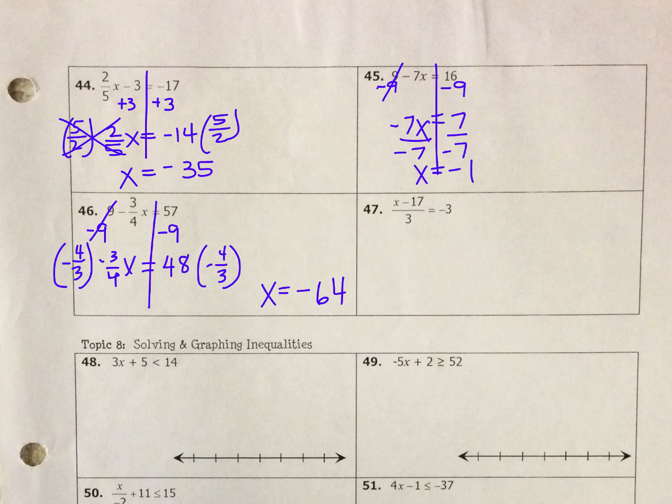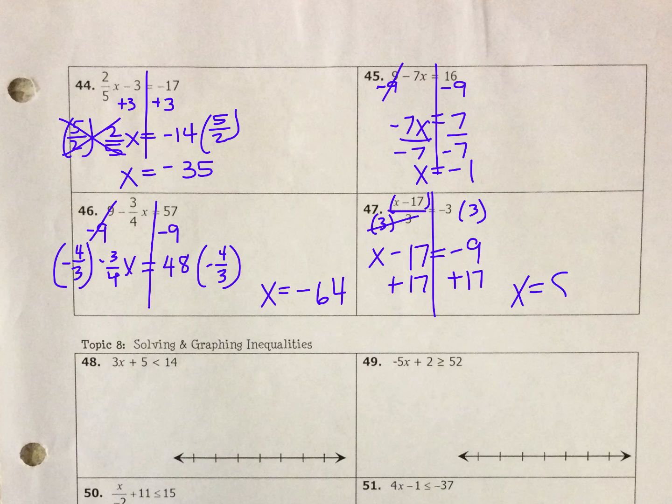This one's a tad different because the x and the 17 are kind of up there on their own, and there's a division bar. So the first thing I'm going to do is multiply by 3. Then I get x minus 17 equals negative 9. Add 17. X equals 8.